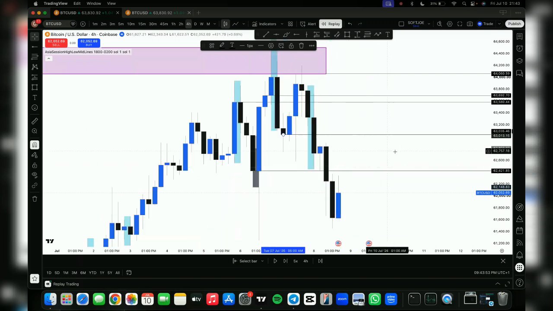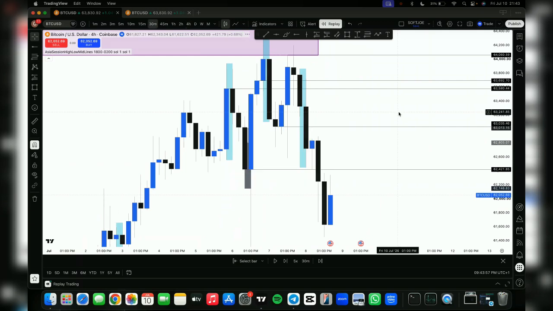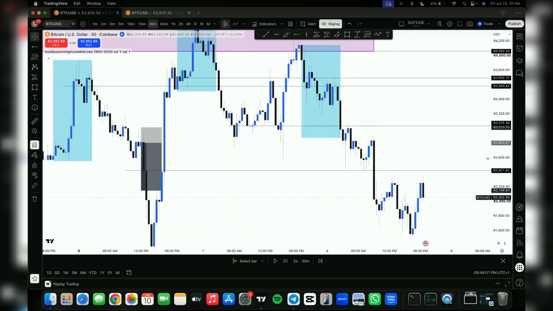I have a PDF of this which I shared in the channel. Some people can go and check the PDF. So there are two formations of what price tends to do. Take out. So let's see what price did.